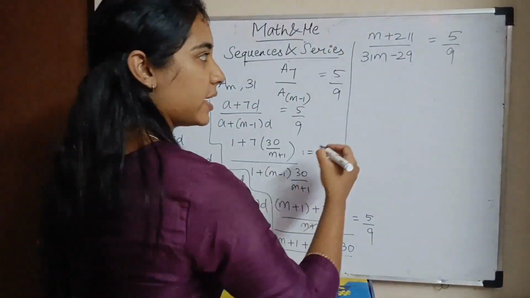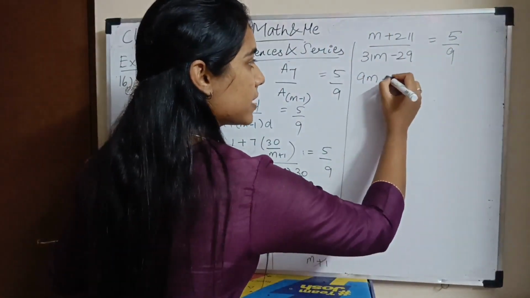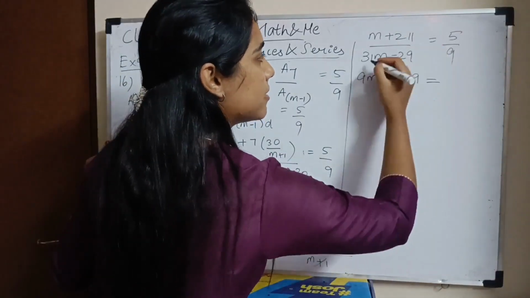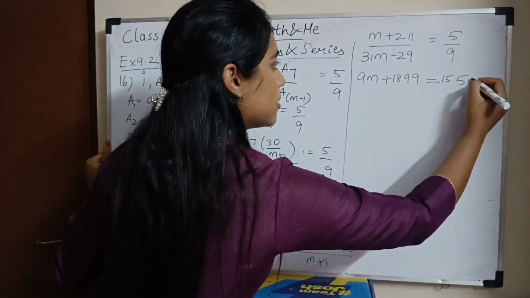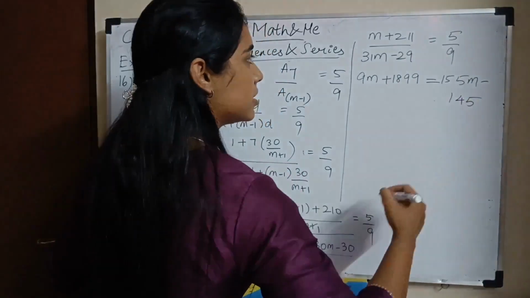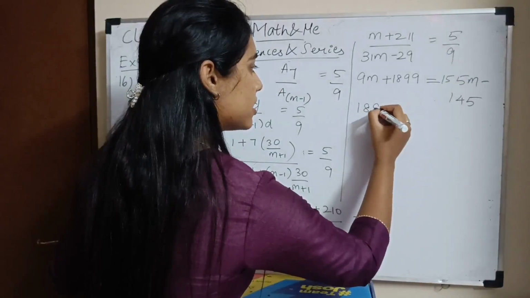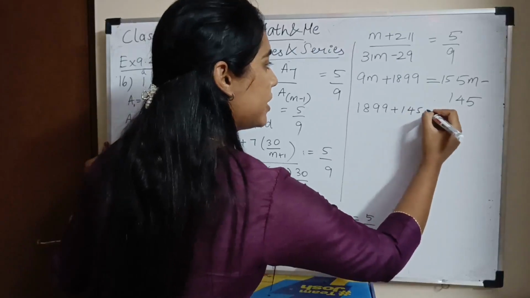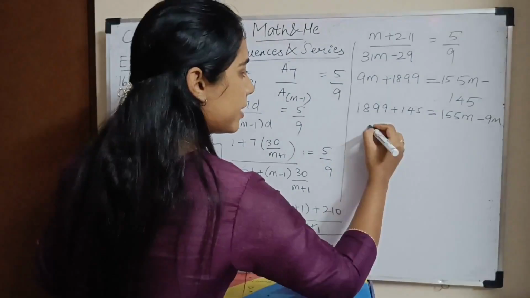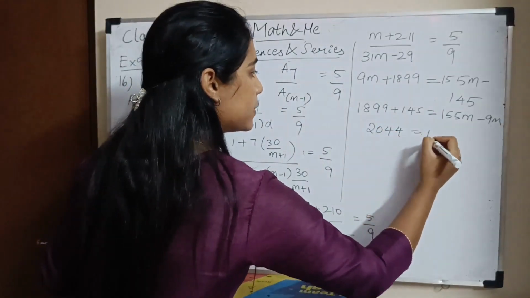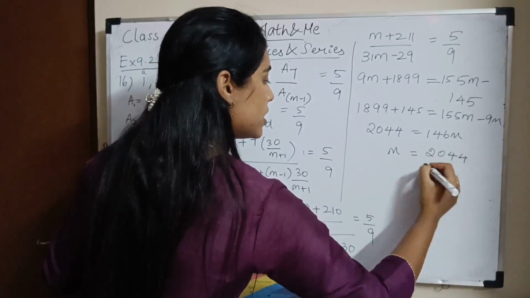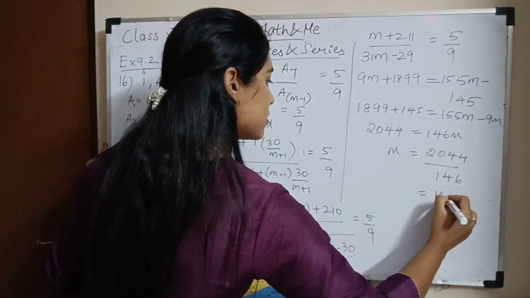When I cross multiply, what do I have? 9m plus 9 times 211, that is 1899, equals 155m minus 145. So 1899 plus 145 equals 155m minus 9m. I have 2044 equals 146m. My m is 2044 divided by 146, which is 14.